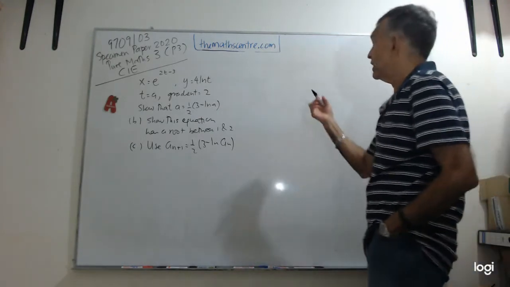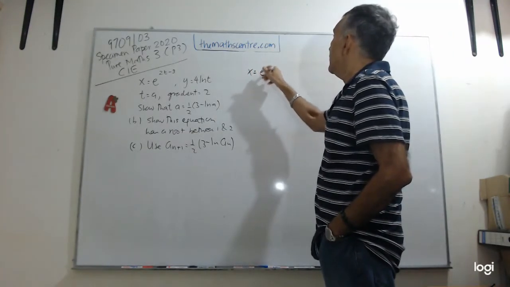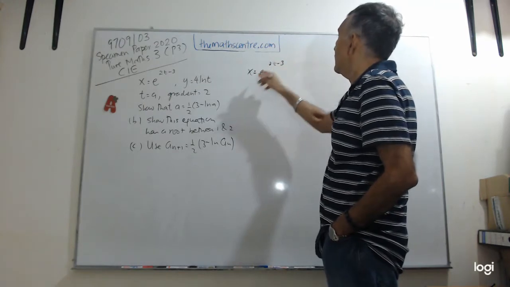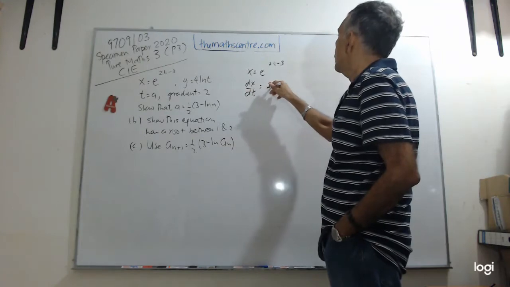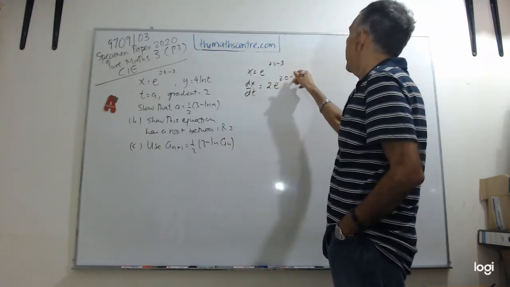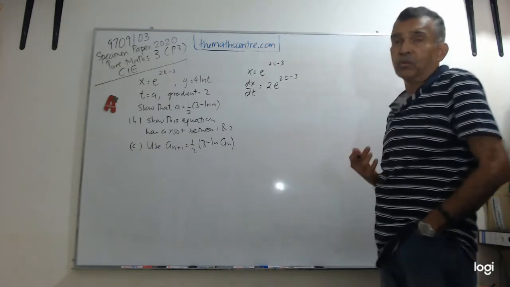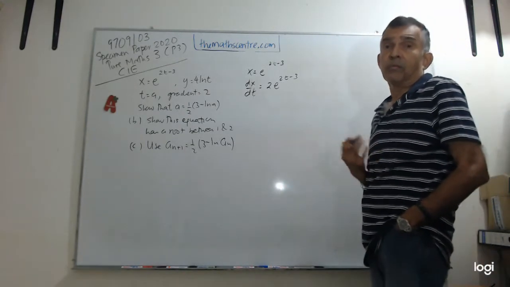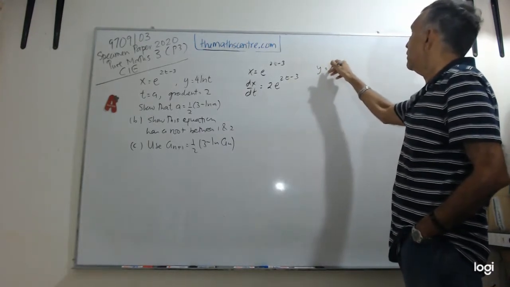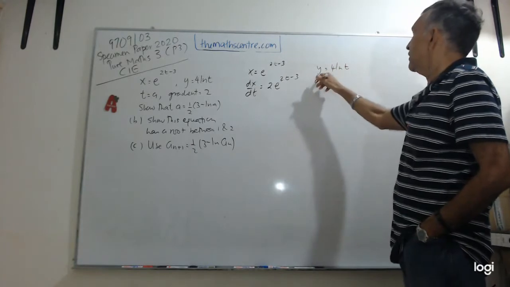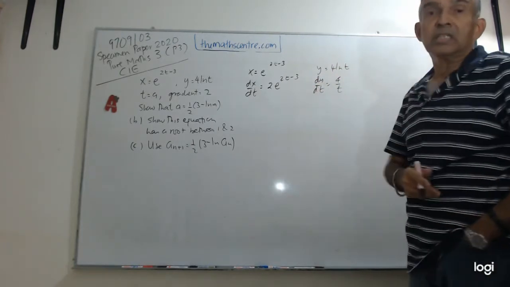Let's start slowly. We have x equals e to the power of 2t minus 3. So dx/dt will be equal to 2e^(2t-3). Remember, we have e to the power of f(x). When you differentiate, you will get f'(x) e to the power of f(x). Finish. And then I have y equals 4 ln t. That looks easy enough. So dy/dt will be 4 over t.